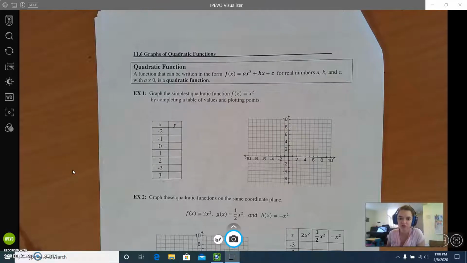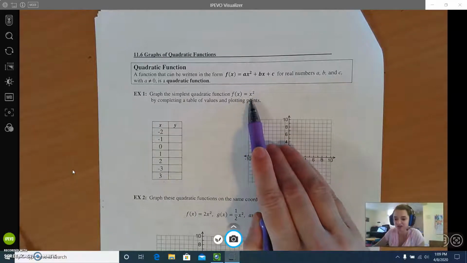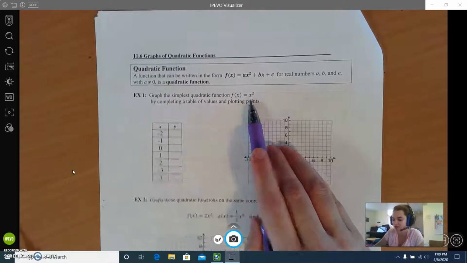And really what we're going to do throughout this section of notes is look at the basic graph of just f of x equals x squared, and then what happens when we do different things to that graph? How does it affect it? Okay, so we're going to start out by just graphing f of x equals x squared. And if you're not sure how to graph something, a table of values is a wonderful way to start. So that's where we're going to start.